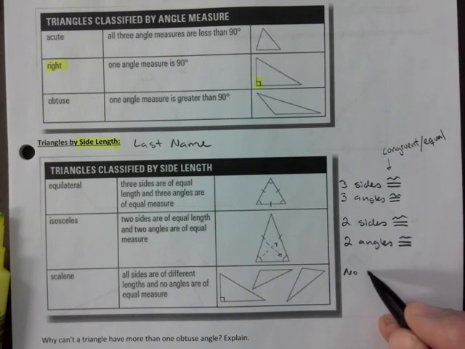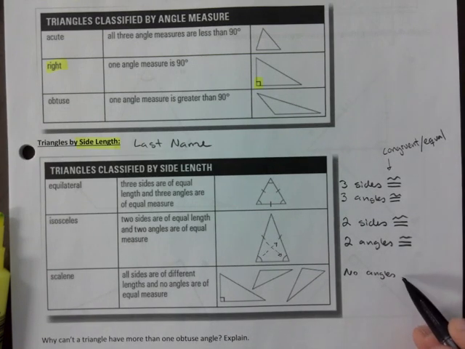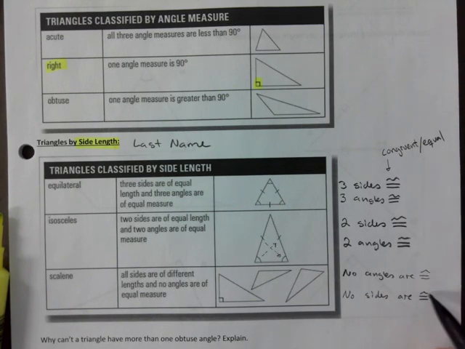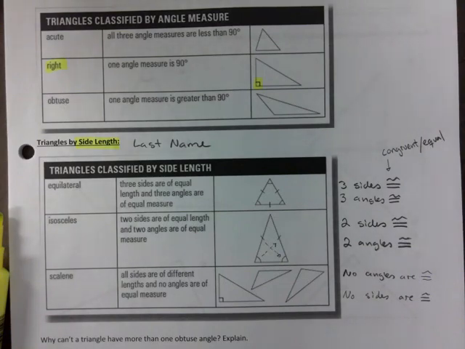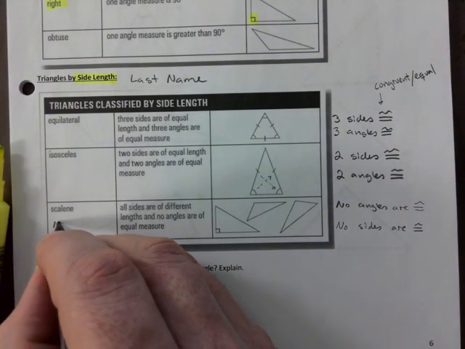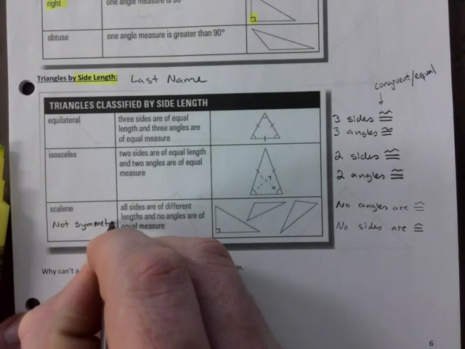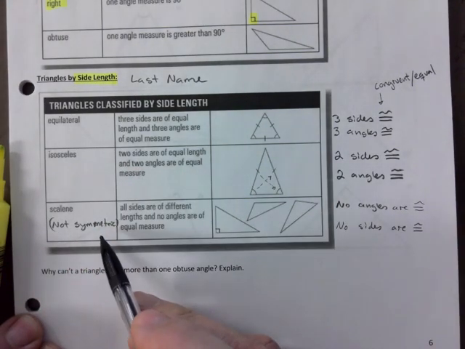No angles are congruent. No sides are congruent. Okay. So that's just not happening. Out of the three here that you were able to choose, this one is not symmetric. Not symmetric. Sorry. These two are symmetric. This one is not symmetric. The scalene is not. Okay.